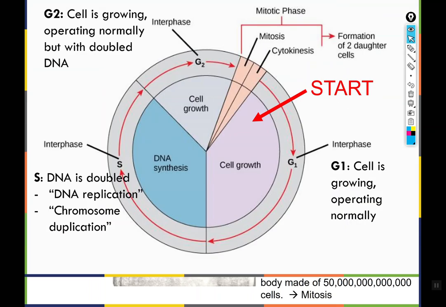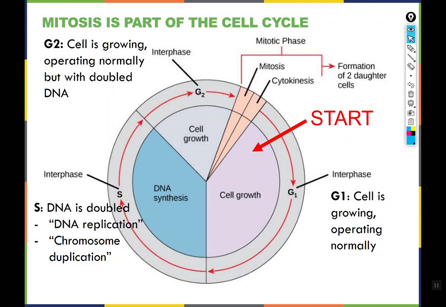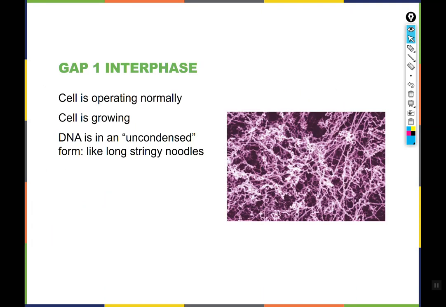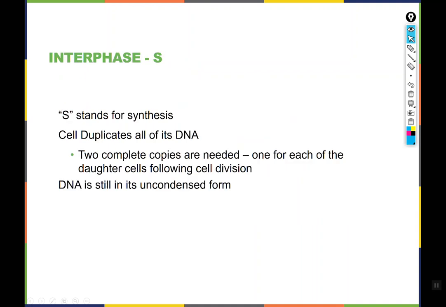So we've already seen and talked about this slide, so let's move right along. Recall that interphase is actually more complicated than just the cell sitting between divisions. It's doing things like growing, doubling its DNA, and then growing and operating normally but with doubled DNA. And we talked about that in the last PowerPoint too, so I'm going to skip ahead here. During interphase, this is what the DNA looks like. It's uncondensed and stringy. During S phase, the cell is busy copying all of its DNA, but the DNA at this point is still uncondensed, so the condensing happens later.